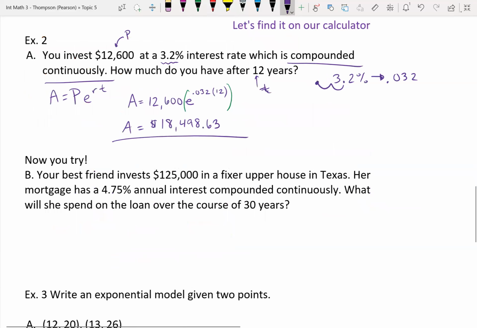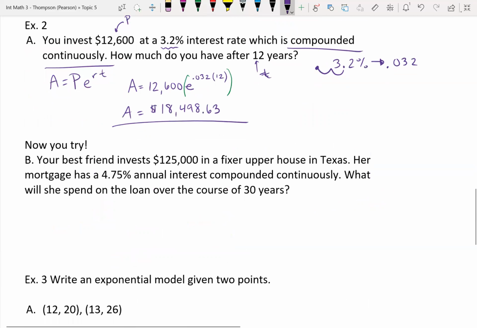Now you try. So I want you to stop or pause this video, and I want you to give this question a try. Try to do it on your own. It says your best friend invests $125,000 in a fixer-upper house in Texas. Her mortgage has a 4.75% annual interest compounded continuously. What will she spend on the loan over the course of 30 years? Okay, you go ahead and compute that. And when you're done, come back.